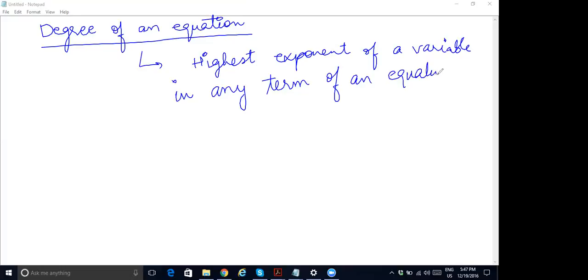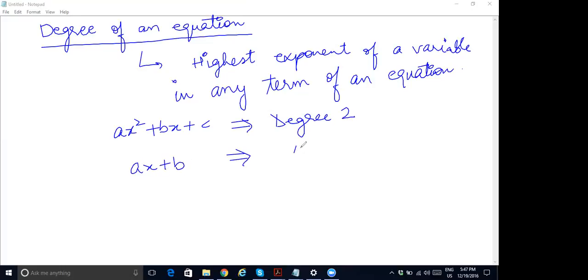Oh, you mean like ax square plus bx plus c. So x square in a, that's the... So this means degree 2. Yeah, ax plus b, degree 1. Correct. ax cube plus bx square plus cx plus d, 3. Perfect. Make sense? Yes.